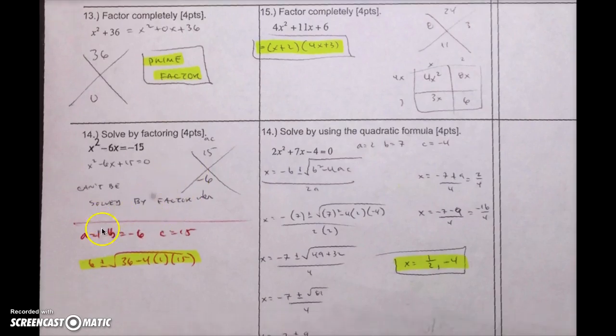Some of you guys did the quadratic formula. If you also recognize that your discriminant, or the number underneath the radical sign, was a negative, which you can't do, you could say no real solutions. I would have also accepted that as full credit.